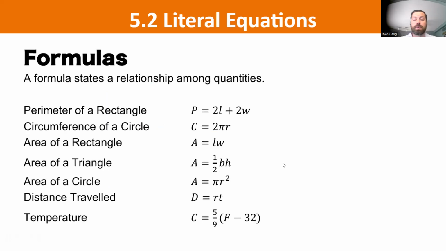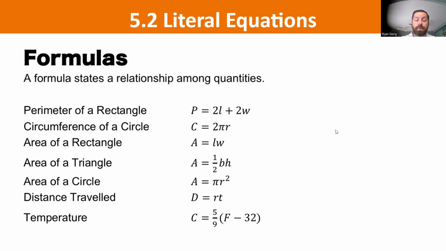Formulas are another way that we use literal equations. A formula states a relationship among quantities. These are some very commonly used formulas in algebra, in math, and really in the world. So there's more, but this is just ones that you might have used before. So like the perimeter of a rectangle, P equals 2L plus 2W, 2 variables. The circumference of a circle, C equals 2 pi R, 2 variables. Area of a rectangle, and so on and so forth.